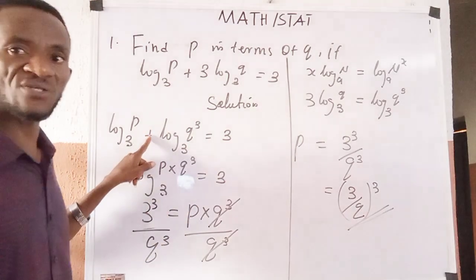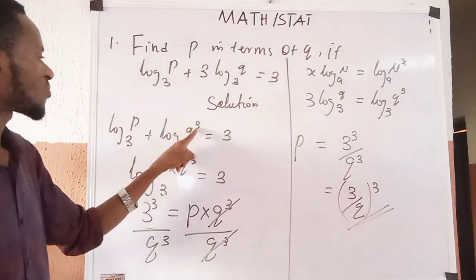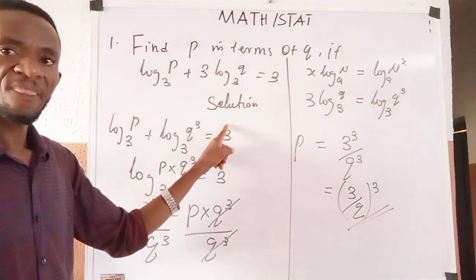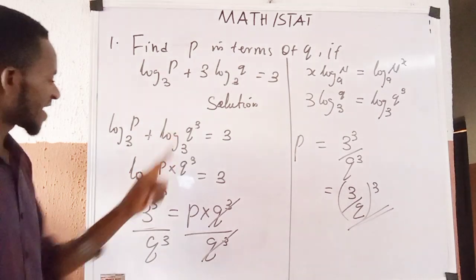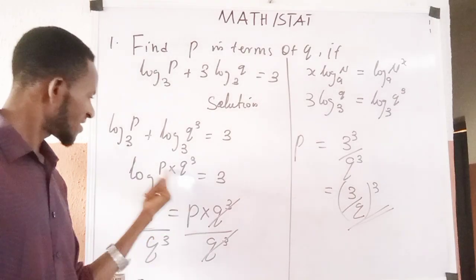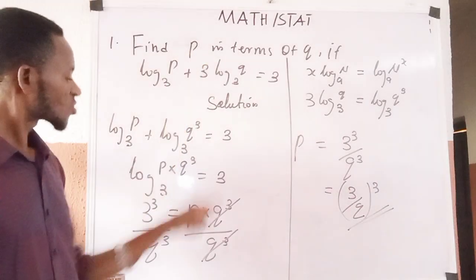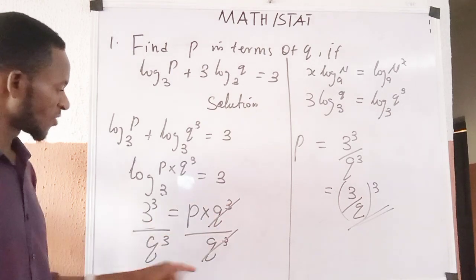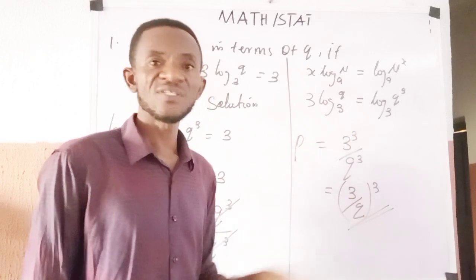We also remember that addition in logarithm is multiplication. So we have log of this P multiplied by this Q raised to power 3, base 3, equals this number. And then, for us to be able to drop off this log here, we say that this is 3 raised to power 3 equals this quantity. 3 raised to power 3 equals P times Q raised to power 3. My interest is on P. So I divide both sides by Q raised to power 3 to make P stand alone. So this Q raised to power 3 and Q raised to power 3 will cancel. Then I have this. So P equals this, and this can be expressed into this.